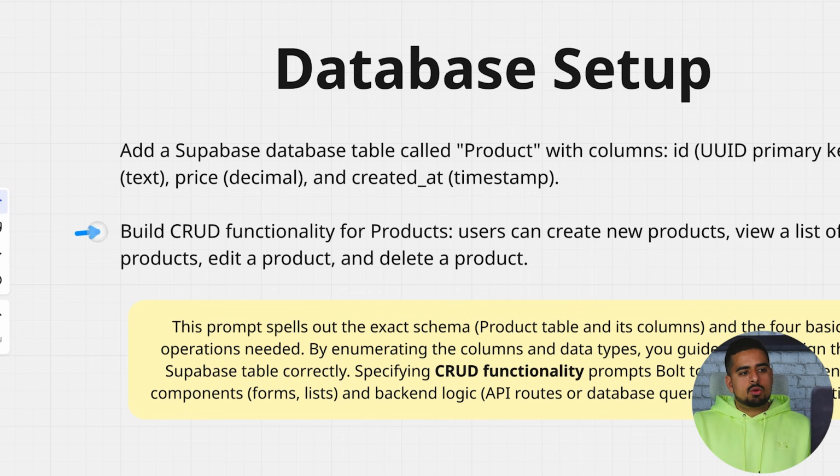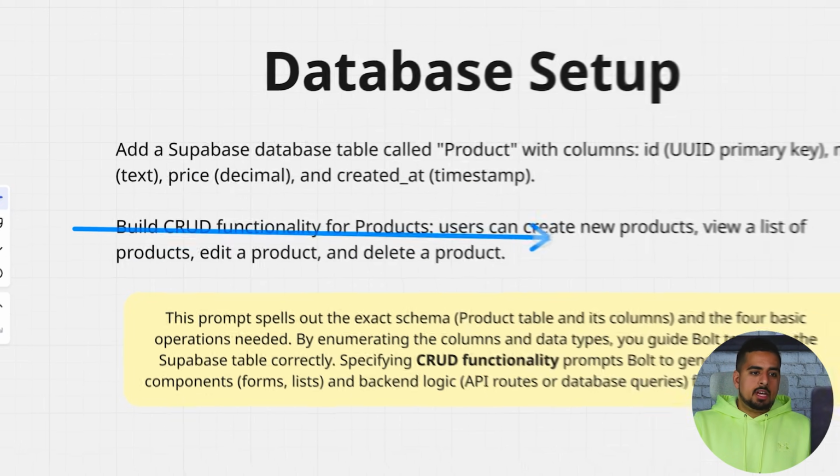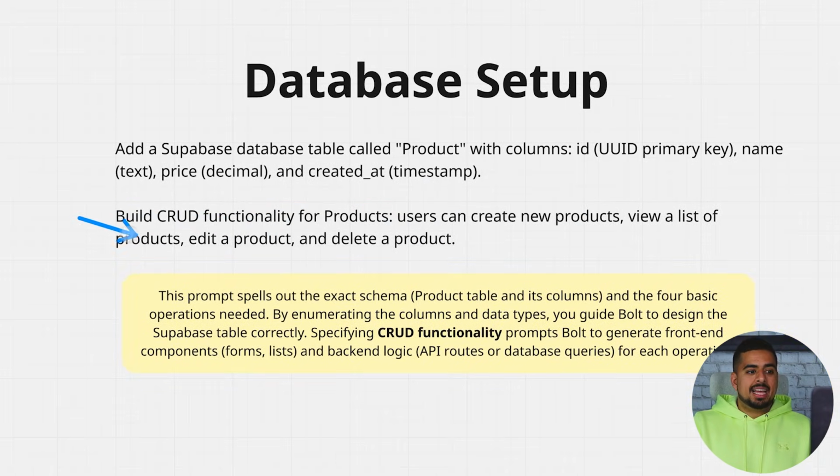And then build the CRUD functionality for products. Users can create new products, view a list of products, edit a product, and delete a product. So the main thing I mentioned here is CRUD, which basically stands for create, read, update, and delete, so enabling those functionalities, and that gives enough of a clue to the AI to know exactly what we want.